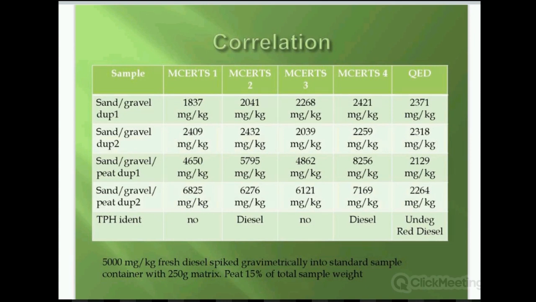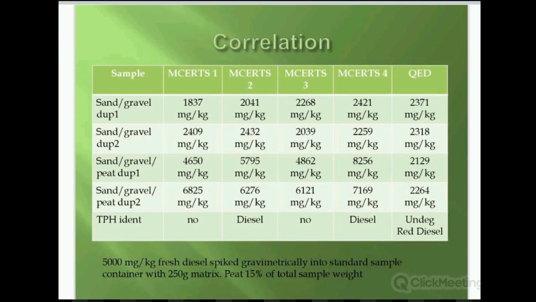Here's another little experiment that was done. Some duplicate samples were made up, so a sand and gravel mixture was made up and spiked with 5,000 milligrams of diesel, and a sand and peat duplicate was made up. And these samples were packaged up, put into cool boxes with ice, and sent off overnight to 4 different MCerts accredited laboratories in the UK, and also to a laboratory, well, actually the QROS laboratory running a QED. No one was told what was in the sample. It was just up to everyone to work it all out.